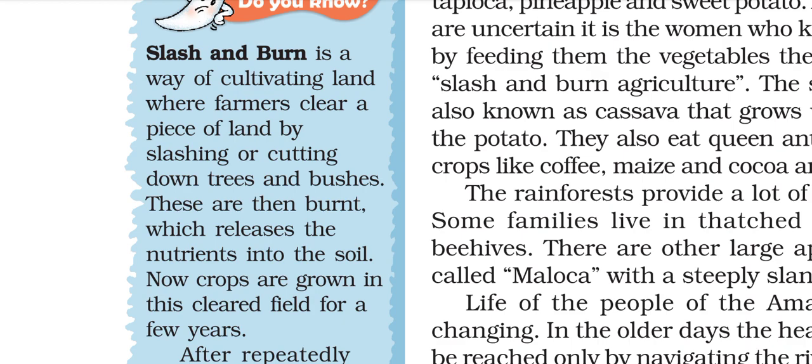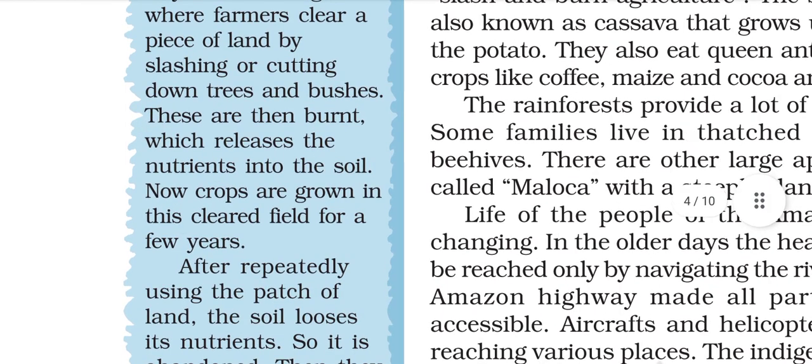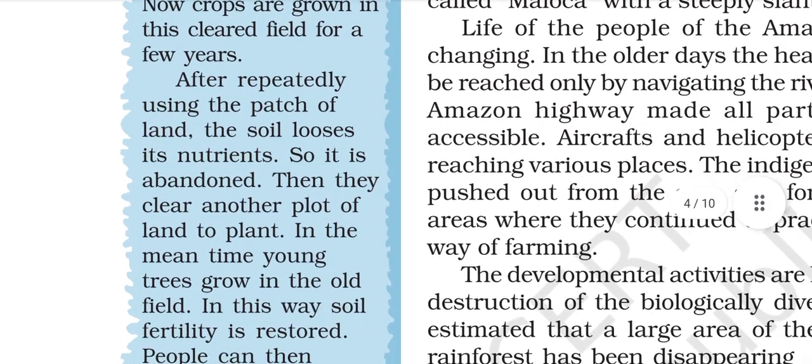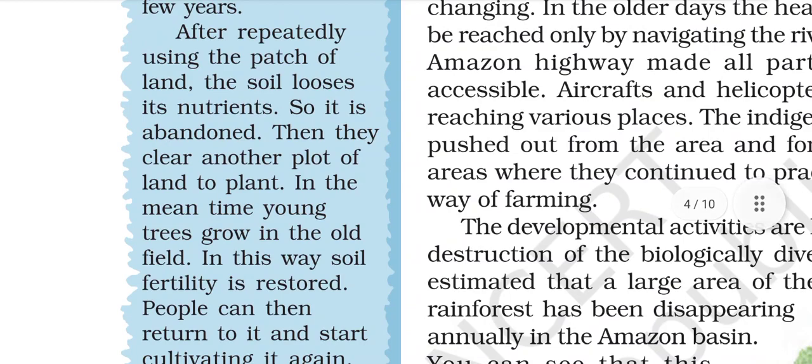Now crops are grown in this cleared field for a few years, but the agricultural practice they are following is the old one, and that's why they are not using any fertilizers. They have to leave that particular land after some years because the land loses its fertility. That's why they have to leave that land and shift to another area for cultivation. That's why it is also known as shifting cultivation.